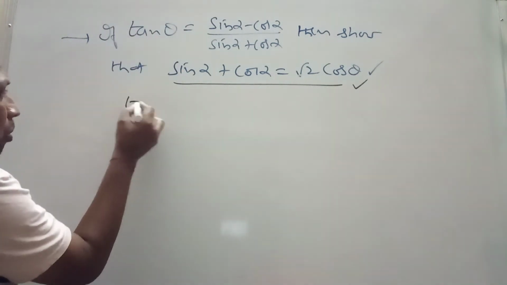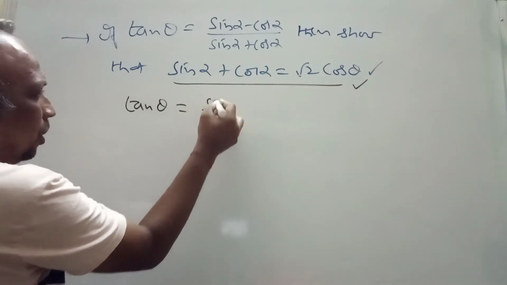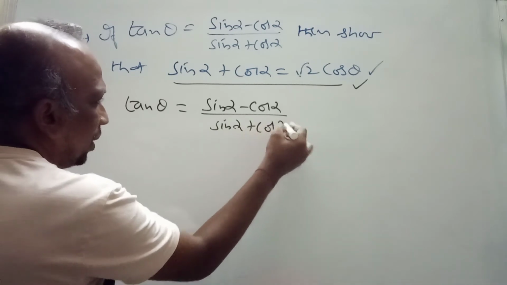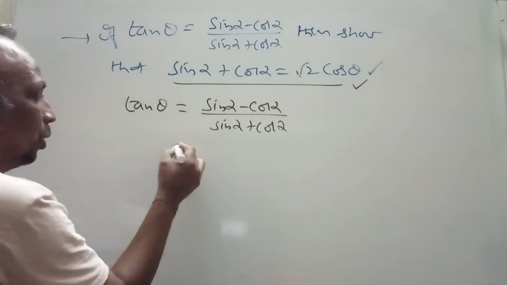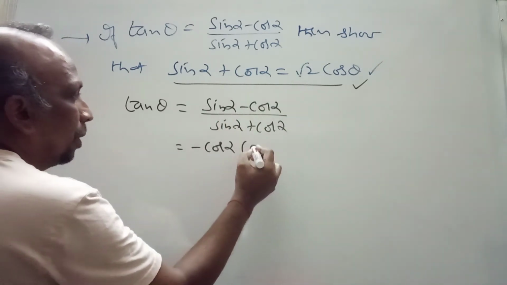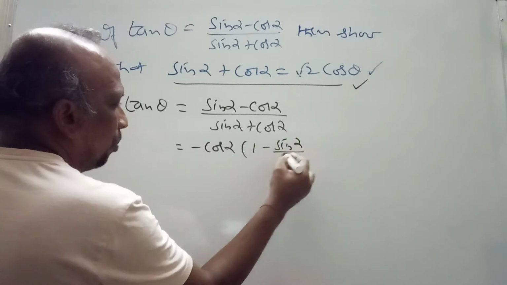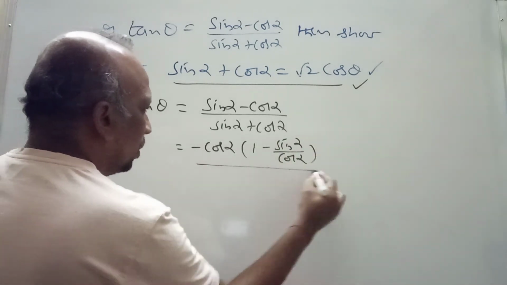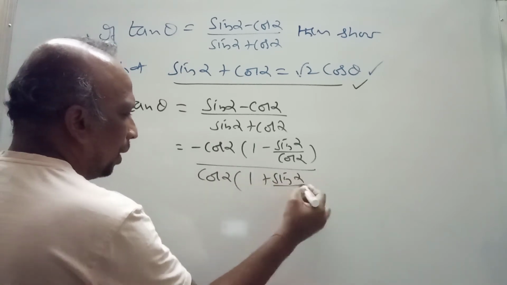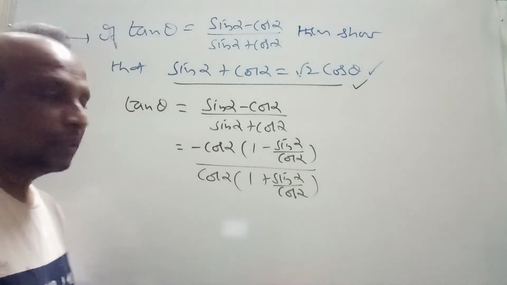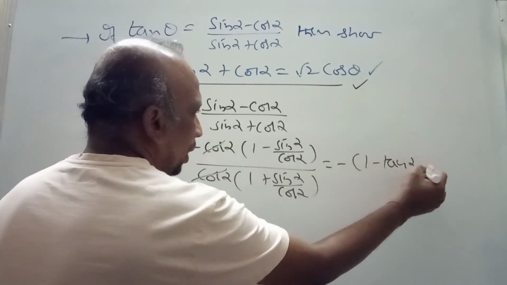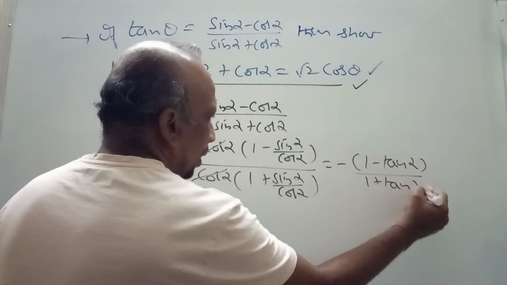So here what I will do now, I can take tan theta is equal to (sin alpha minus cos alpha) by (sin alpha plus cos alpha). Here, for convenience, take minus cos alpha common. If you take minus cos alpha common, you get (1 minus sin alpha by cos alpha) by, taking cos alpha common, (1 plus sin alpha by cos alpha). So this gets cancelled, and I can write minus (1 minus tan alpha) by (1 plus tan alpha).